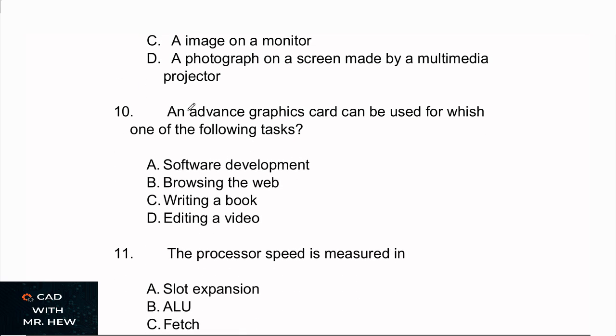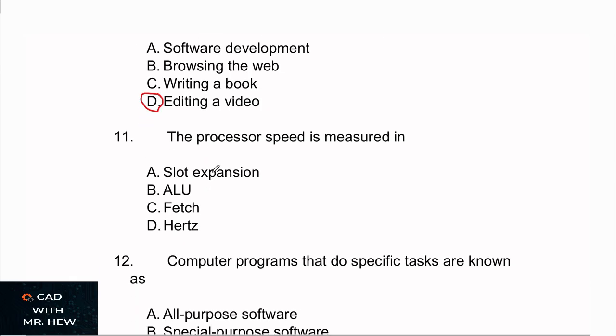Alright, 10. An advanced graphic card can be used for which of the following tasks? We have A, software development, B, browsing the web, C, writing a book, D, editing a video. The correct answer is D. Question 11. The processing speed is measured in A, slot expansion, B, ALU, C, fetch, D, hertz. The correct answer is D.